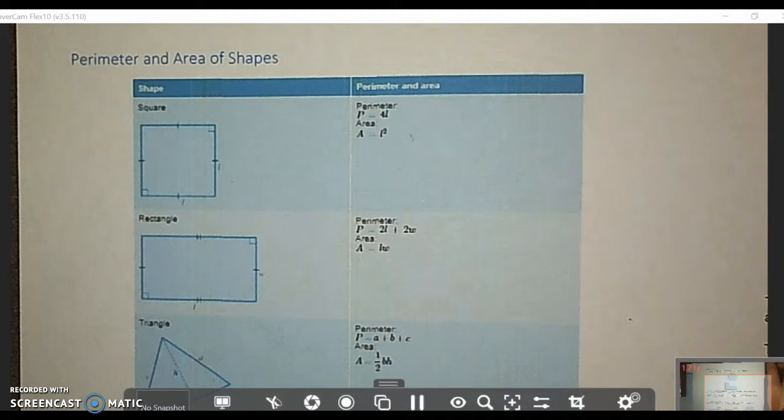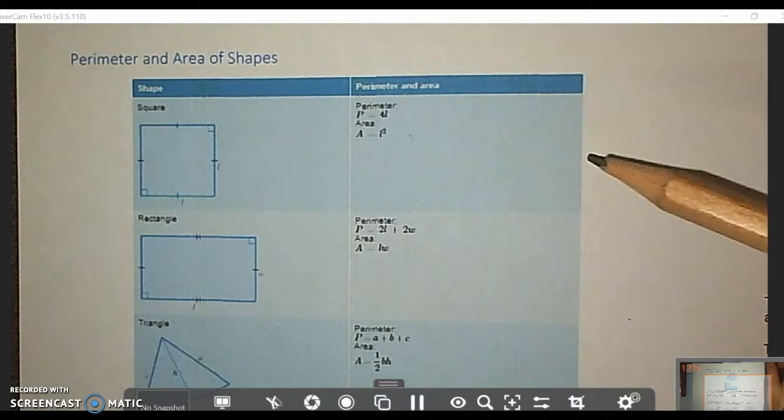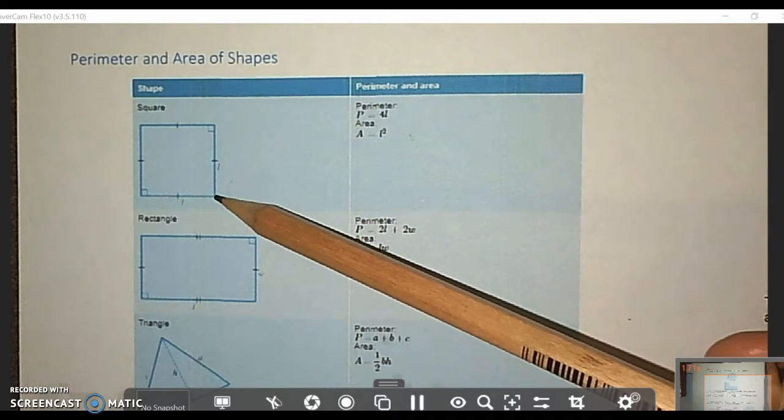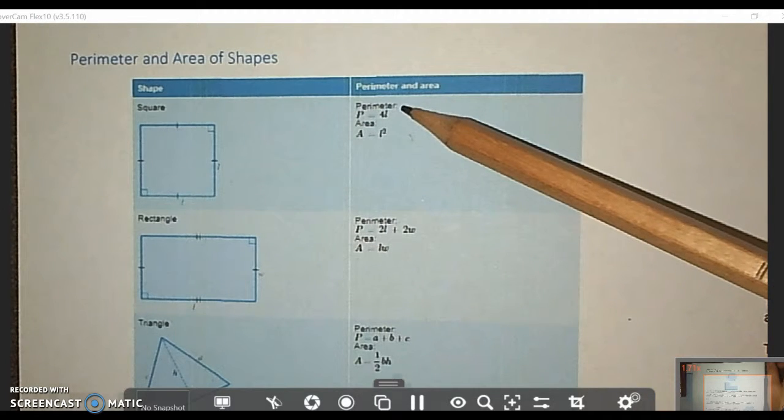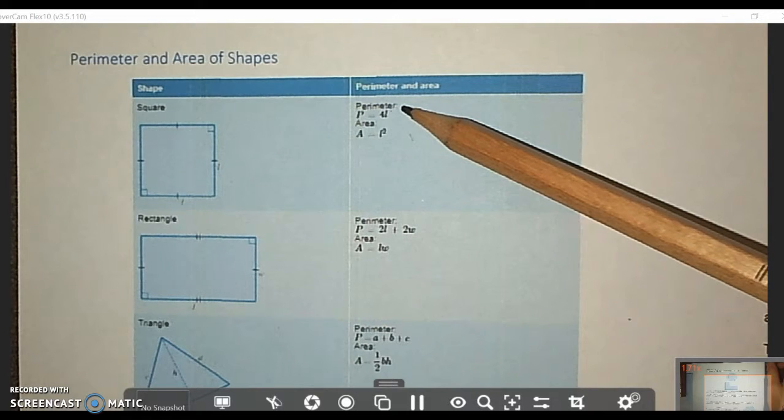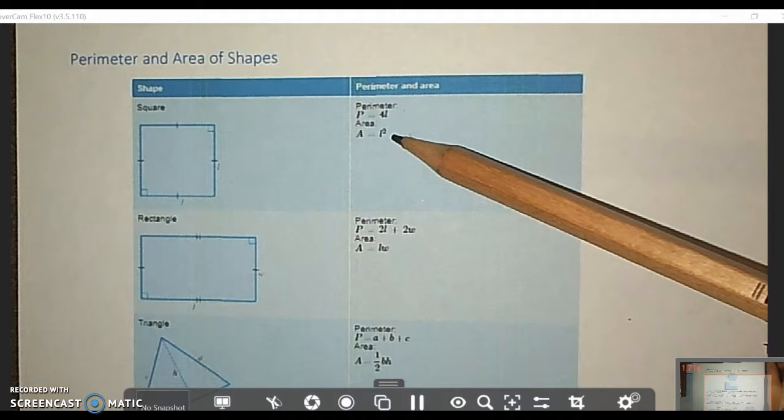So today we're going to be looking at perimeter and area of some shapes. Now in your younger years you would have done the perimeter and area of simple shapes such as a square, where you have the perimeter here, which is 4 times the length, and the area is length squared.